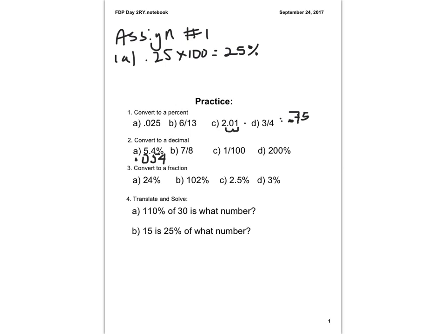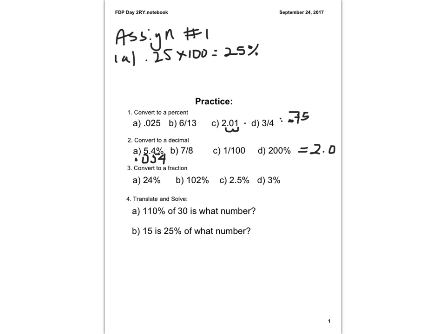Decimals from fractions are relatively easy. You need to take 7, divide it by 8, and whatever you get is your answer. Likewise for 1 divided by 100. 200%, we're going to divide by 100. Again, if you say 2% or 20%, you're wrong. If you said 2.0, you are right.